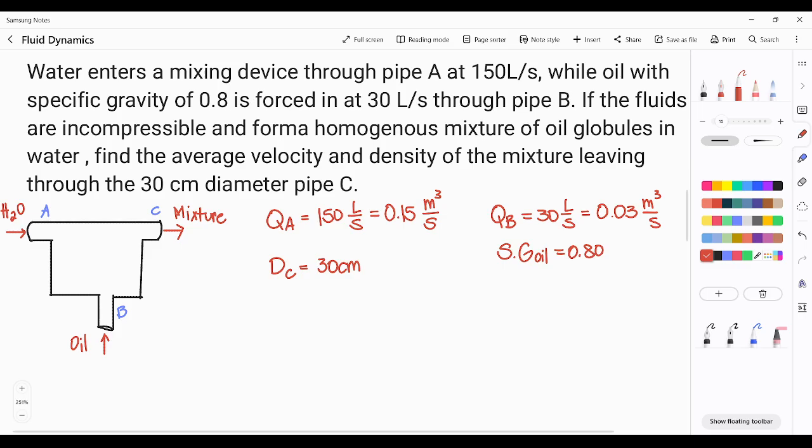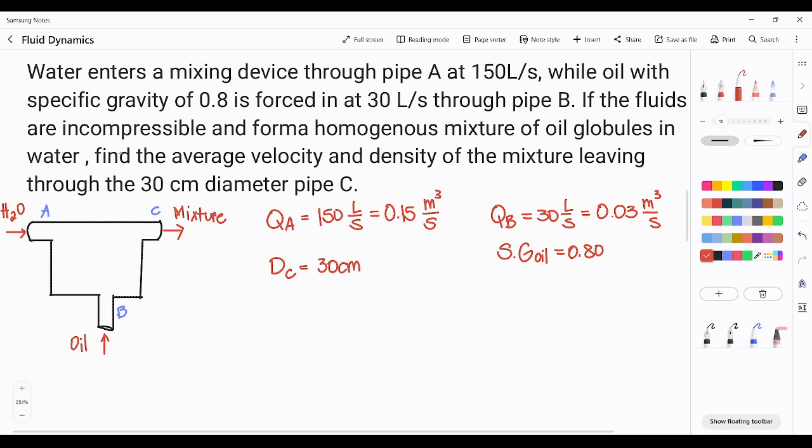0.8 is forced in at 30 liters per second through pipe B, which is this. If the fluids are incompressible and form a homogeneous mixture of oil globules in water, find the average velocity and density of the mixture leaving through the 30 centimeter diameter pipe C.